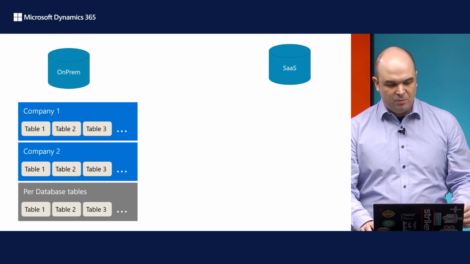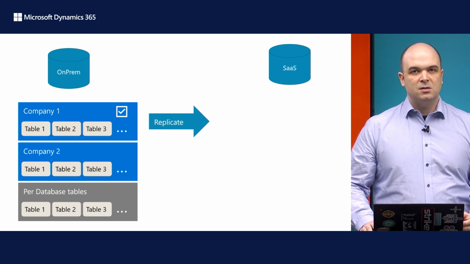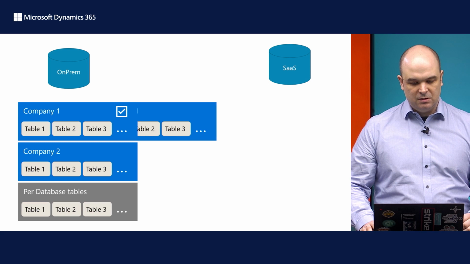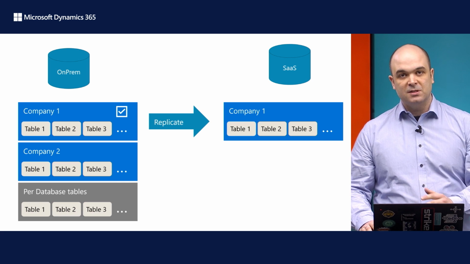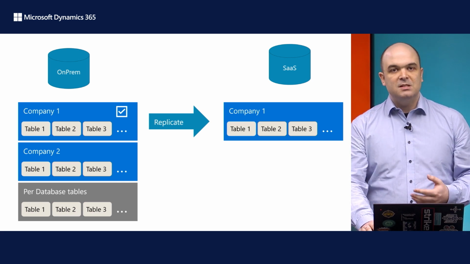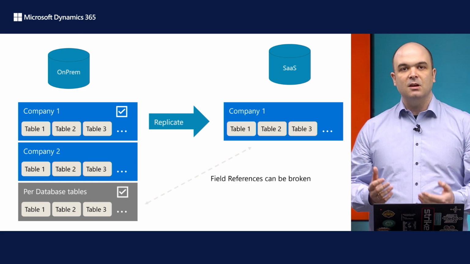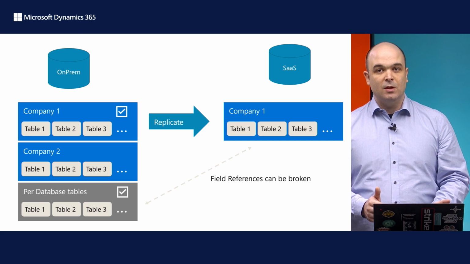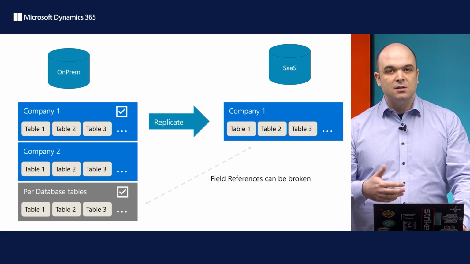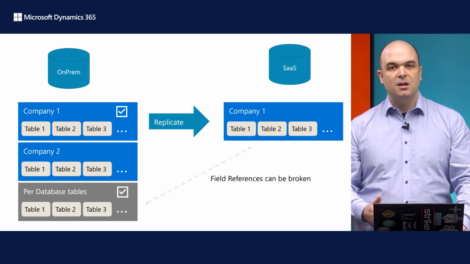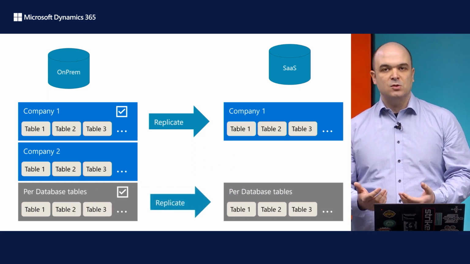So let's say for this demo is that we have decided to move the company 1 into the SaaS. So we have marked this one to be replicated. We are going to create the same tables, and we are going to move the data over to the SaaS instance. But this is not sufficient. In order to have a working table and a working product, we need to move the per database tables as well. If we don't, the field references are going to be broken, and also the system is using some of the records from per database tables to be able to run. And for this purpose, we are moving the per database tables as well.